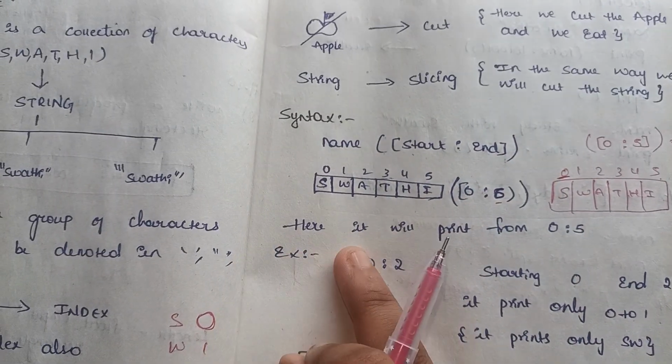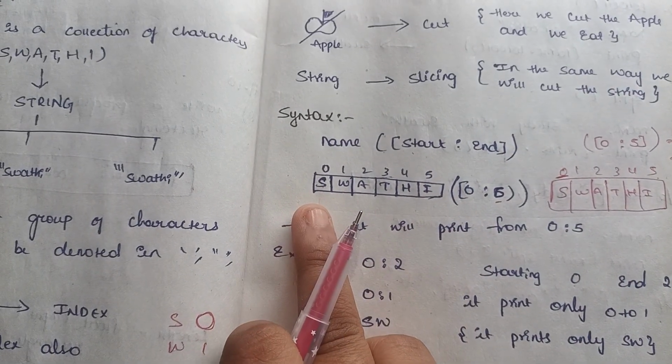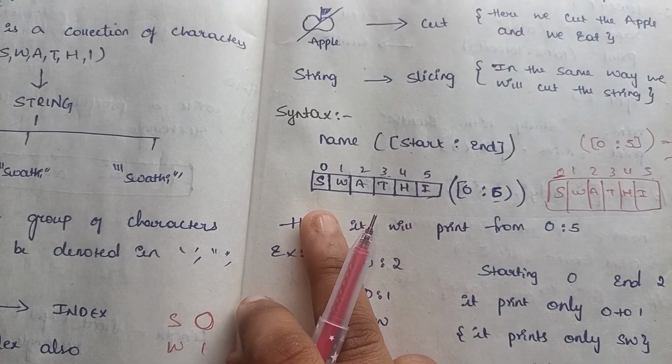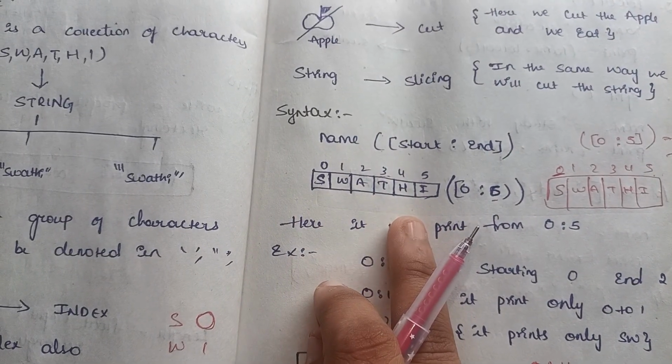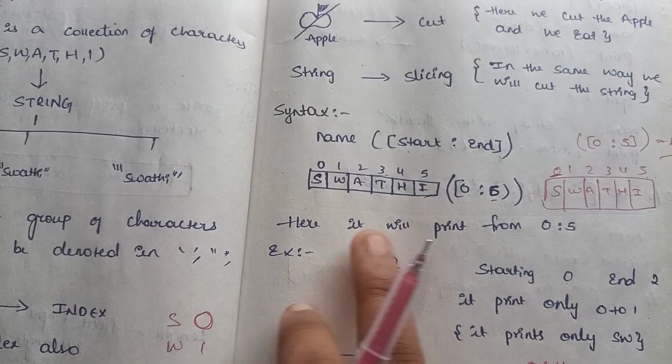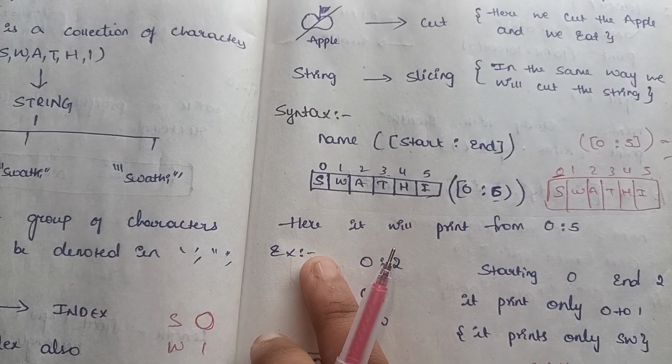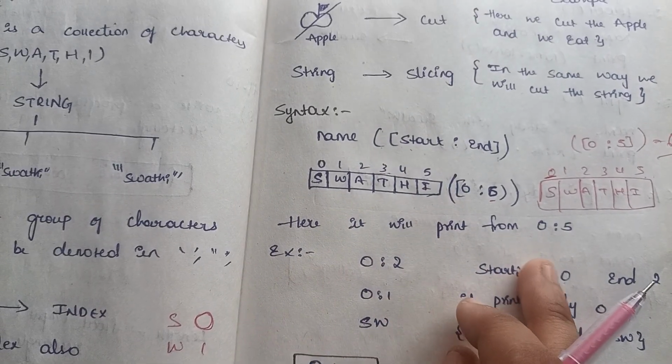And here, like I have taken one of the examples, that starts with 0 and ends with 5. The total string length is 6. So I want to see how many will be printed with 0:5. So it gives this 6.